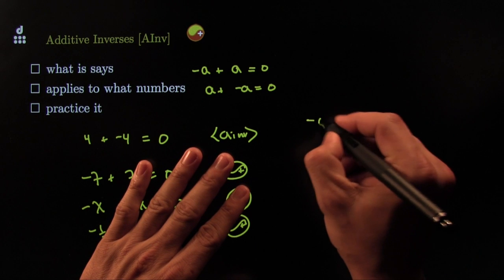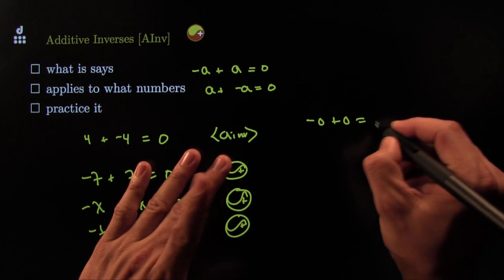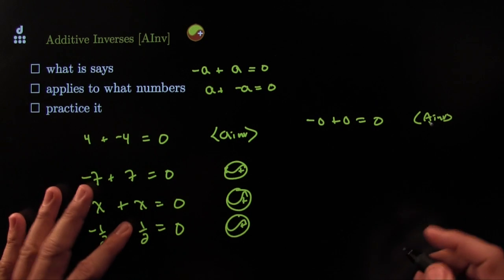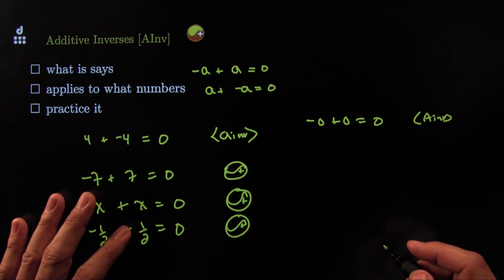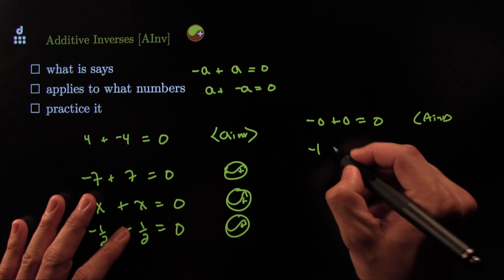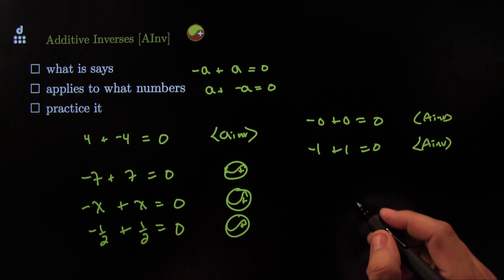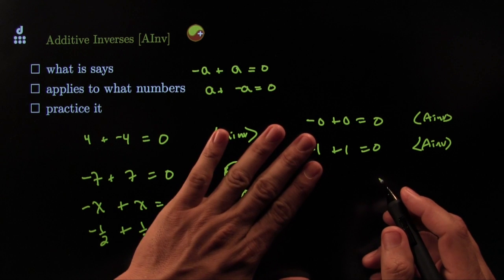Even 0. Negative 0 plus positive 0, how much is that? 0. Why? By additive inverses. I went there. Negative 0. Negative 1 plus 1, that's equal to 0. Why? By additive inverses. You can do this all day long. And you can get fancy with this.